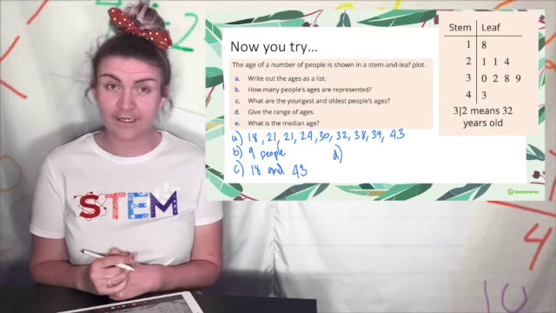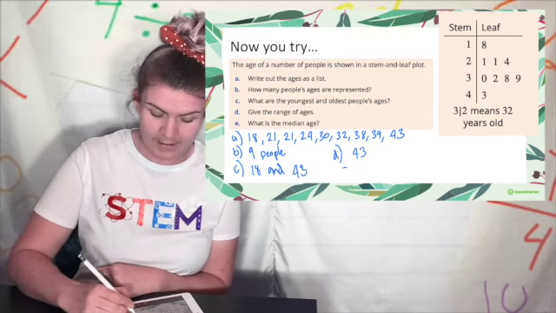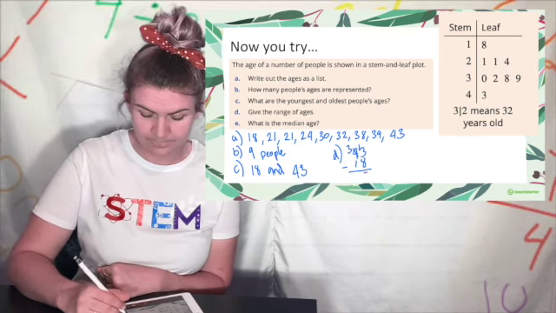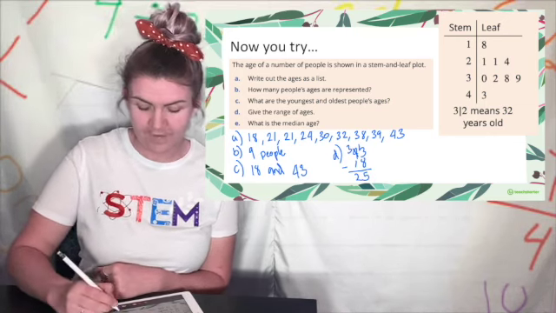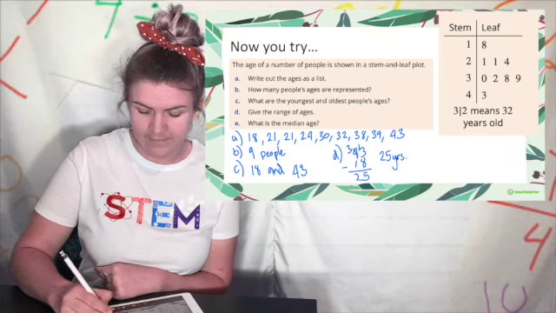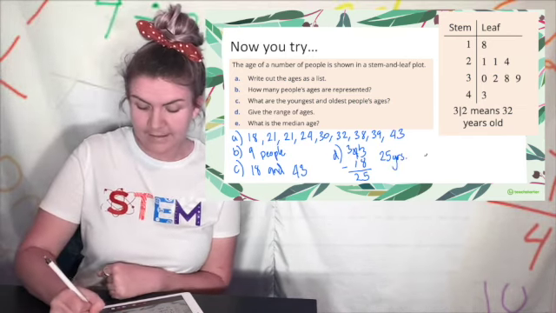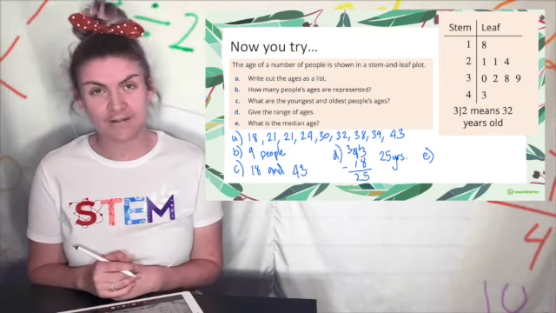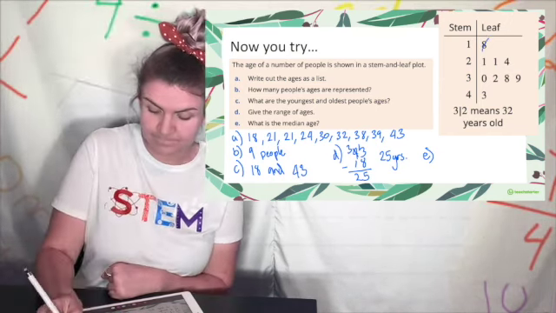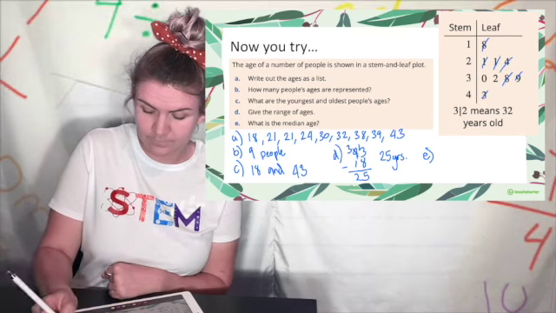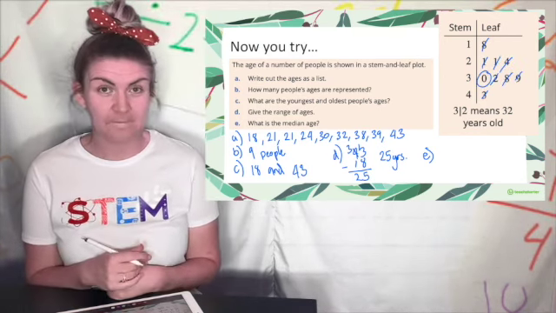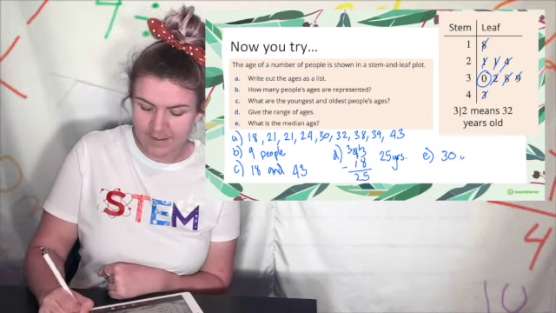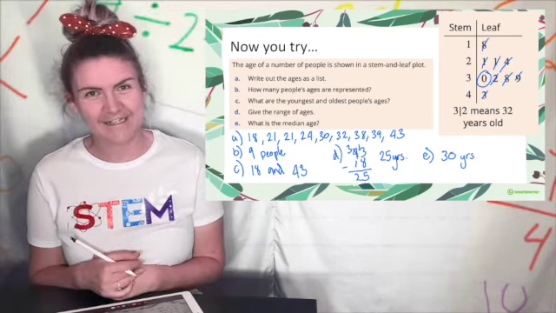D, what is the range of ages? That's going to be 43, take away 18. That's 25. The range is 25 years. And lastly is E, what is the median? I'm going to cross off the smallest and the largest till I have 1 or 2 left. Now, I've got 1 left, which is 0, but that's not 0, that's 30. So 30 years old is the median age.